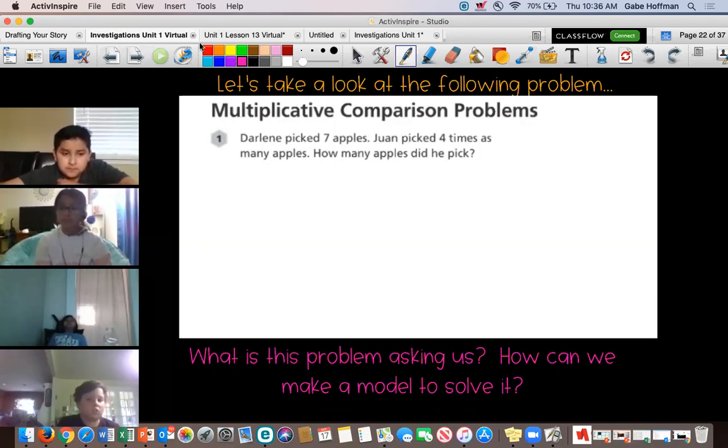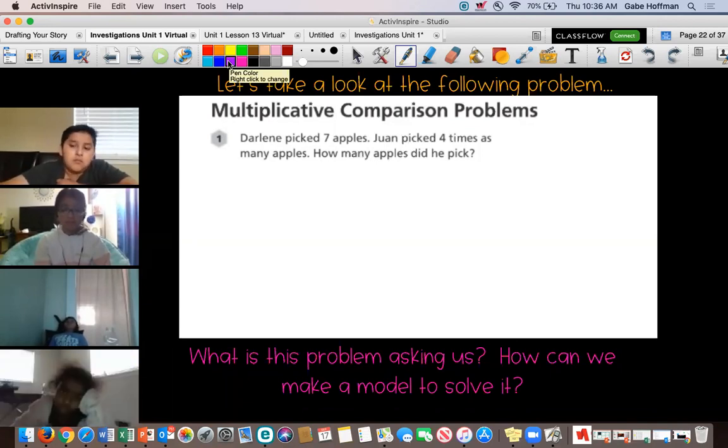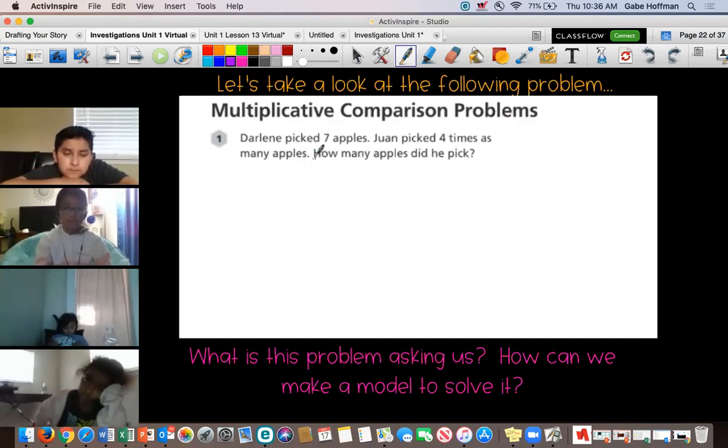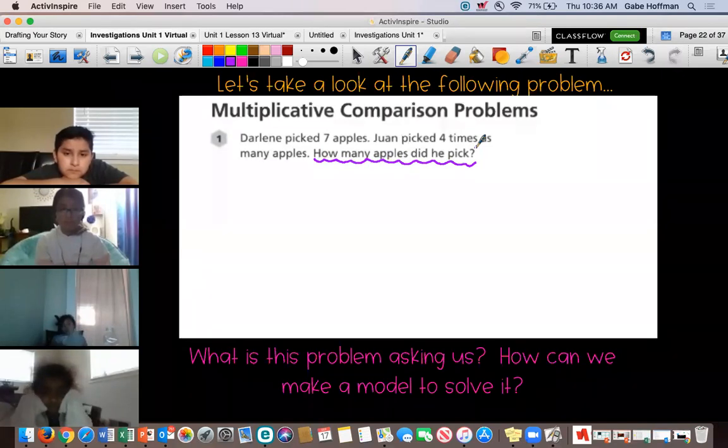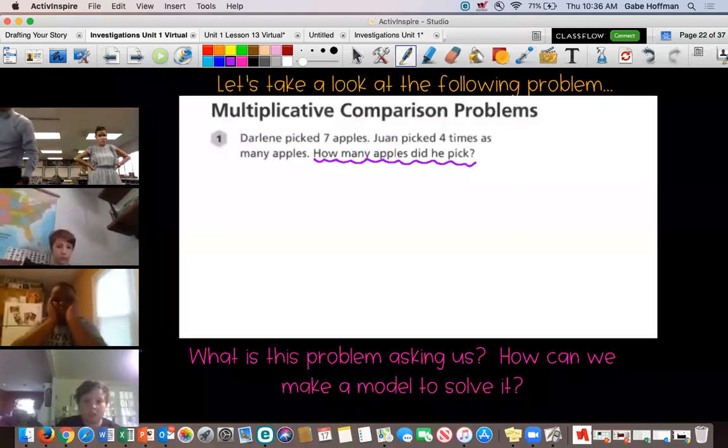Corbin, what's one number or one important thing that's in this problem that we need to pay attention to? The numbers. Yeah, what's one thing that's important information we need to use to understand this problem? 7. No, apples. How many apples did he pick? Okay, so we're trying to answer the question of how many apples did who pick? Who's he in this problem, when it says how many apples did he pick?